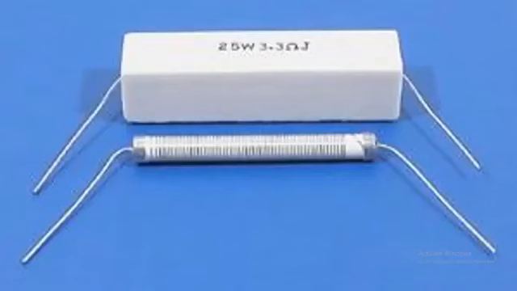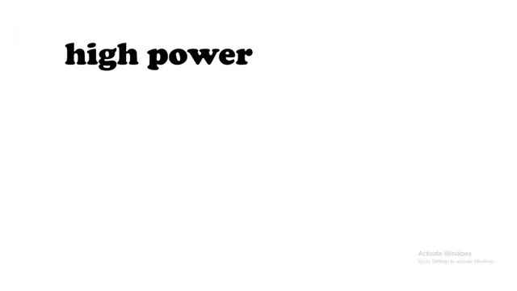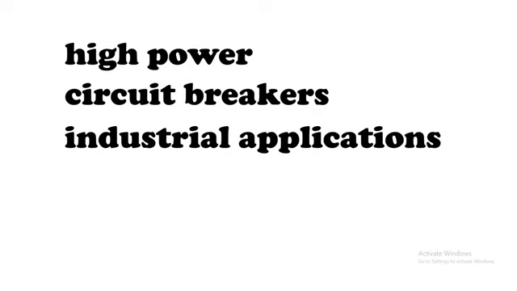This is also a wire wound resistor. It is the internal structure of the wire wound resistor. We are using this resistor in high power circuits. We are also using this resistor in circuit breakers. We are also using this in industrial applications. We are also using this resistor as a fuse.